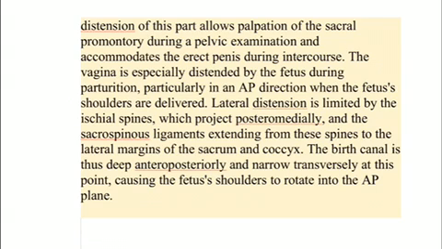The lateral distension of the vagina is actually limited by the ischial spines, which project posterior-medially, and the sacrospinous ligaments, which extend from these ischial spines to the lateral margins of the sacrum and coccyx. The birth canal is actually deep anterior-posteriorly and narrow transversely at this point where you have the ischial spines, and this causes the fetal shoulders to rotate in the anterior-posterior plane during childbirth.